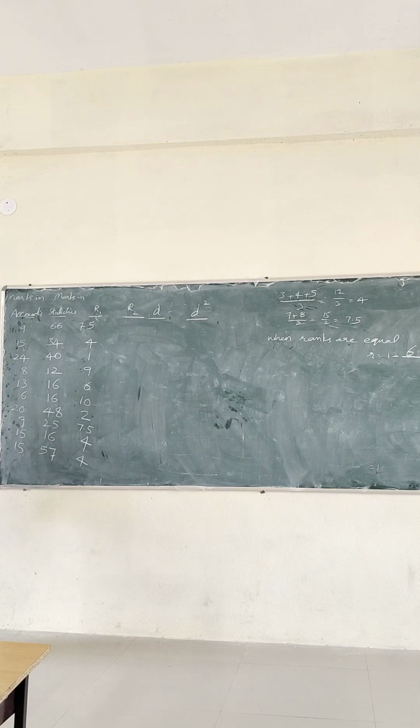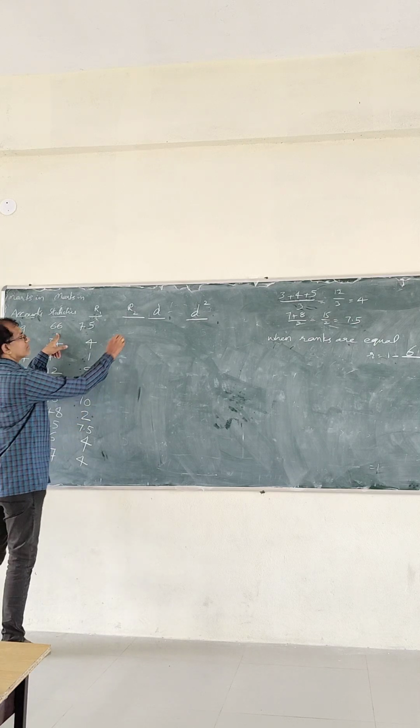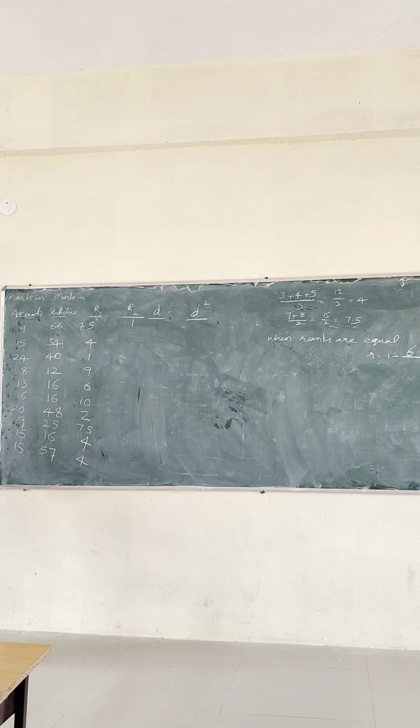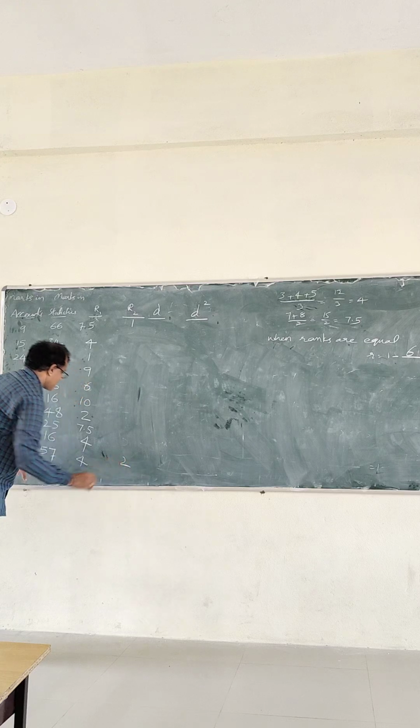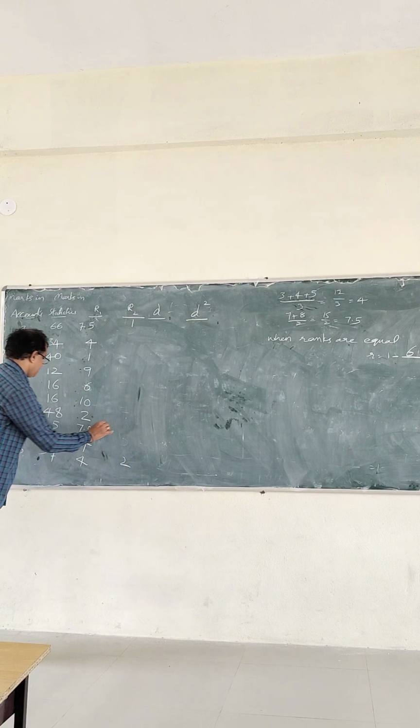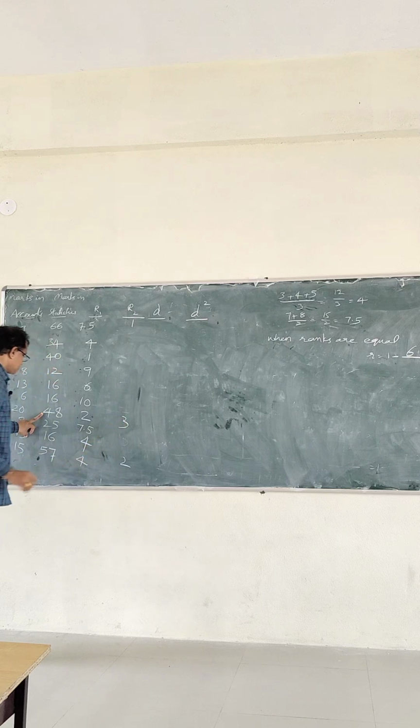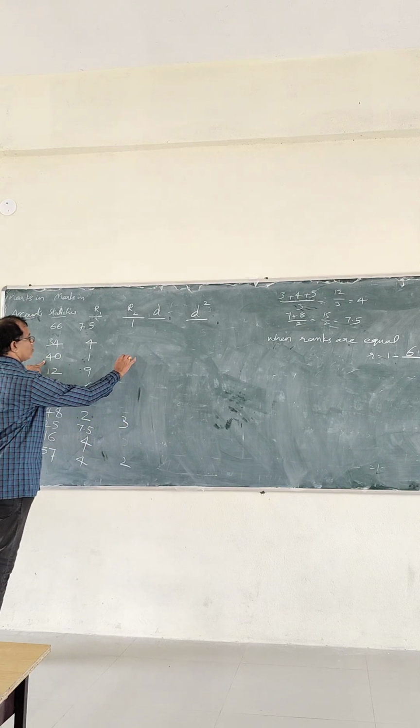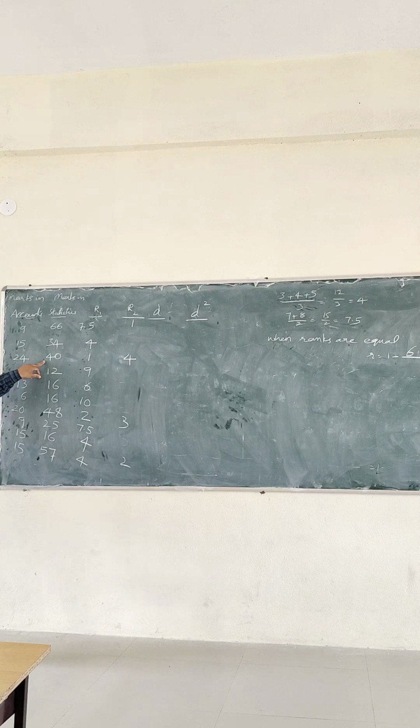Now coming to this series, what is the top rank? Top 66. Next one? 57. Next. 48, 3. Next. 44. Next. 34, 5. Next. 25, 6. Next. 16. You see how many times it is there? 1, 2, 3. 3 times.